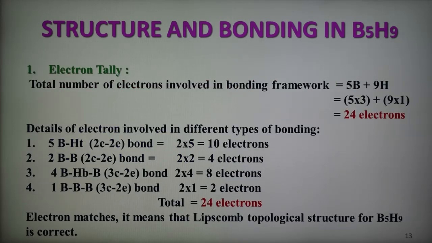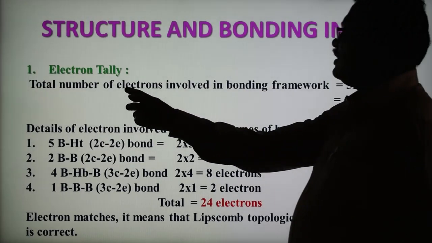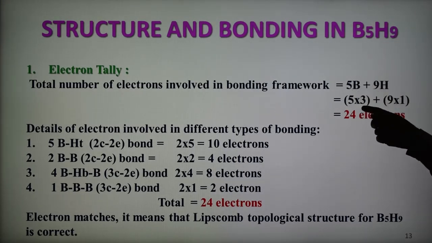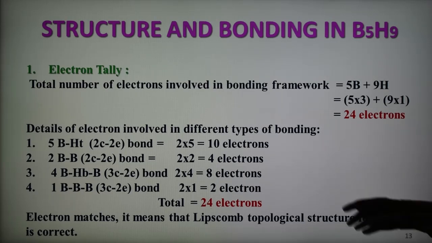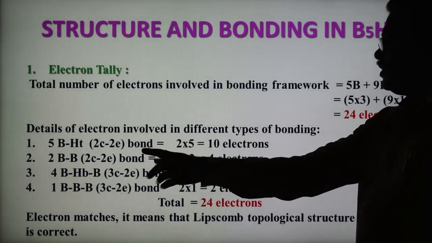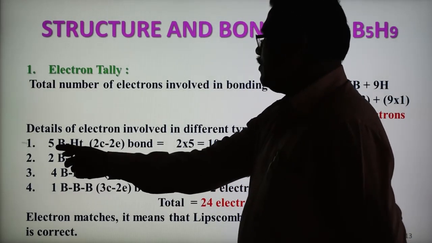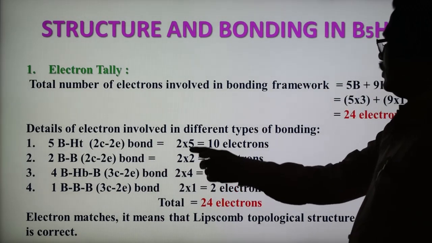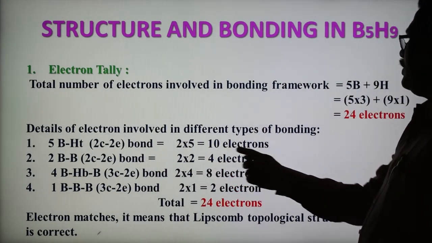Another structure is shown here of how the electron tally works in B5H9. The total number of electrons involved in the bonding framework: 5 borons and 9 hydrogens, 5 into 3 plus 9 into 1, total 24 electrons. Now the detail about the electrons in the different types of bonding. In B5H9, there are 4 types of bonding. There are 5 boron terminal hydrogen bonds, which are 2 center 2 electron bonds, so 2 into 5, 10 electrons.